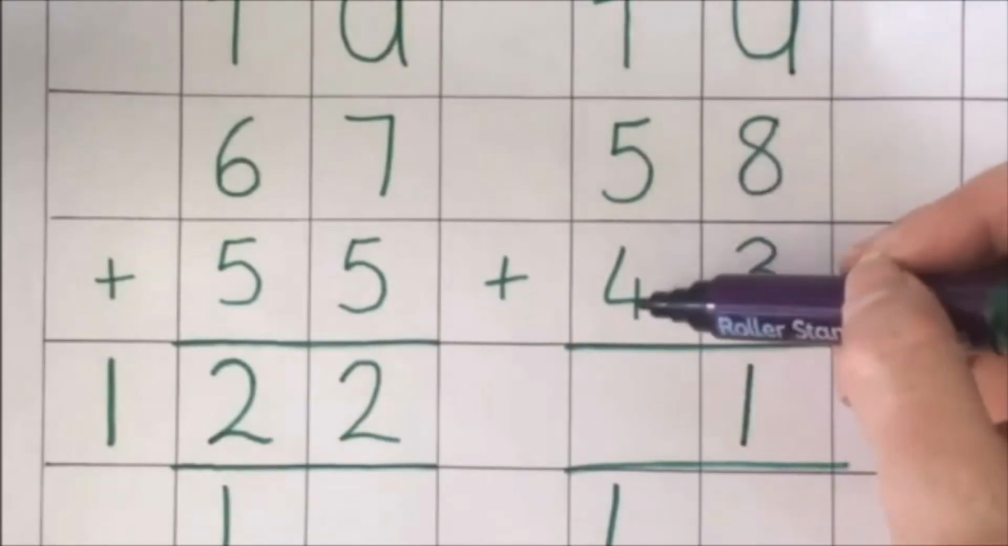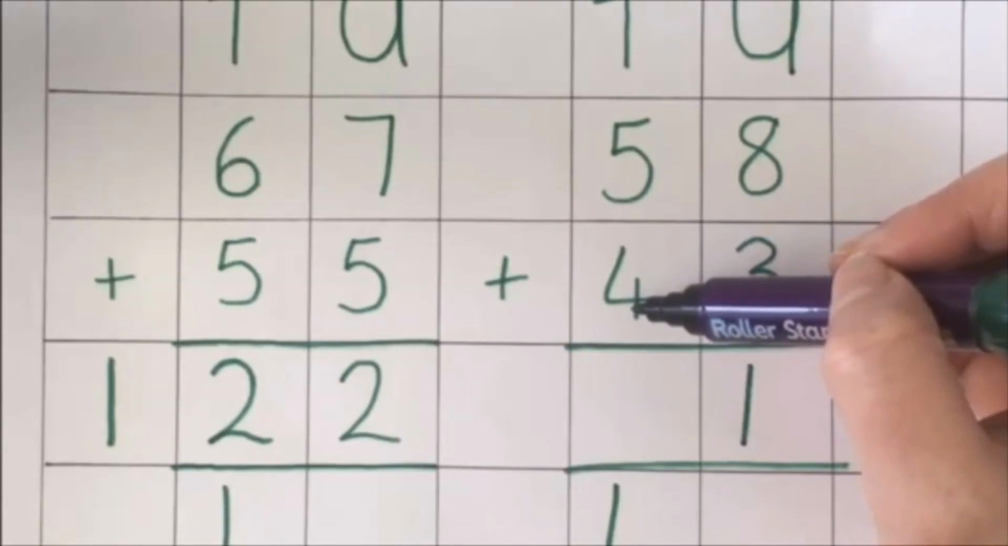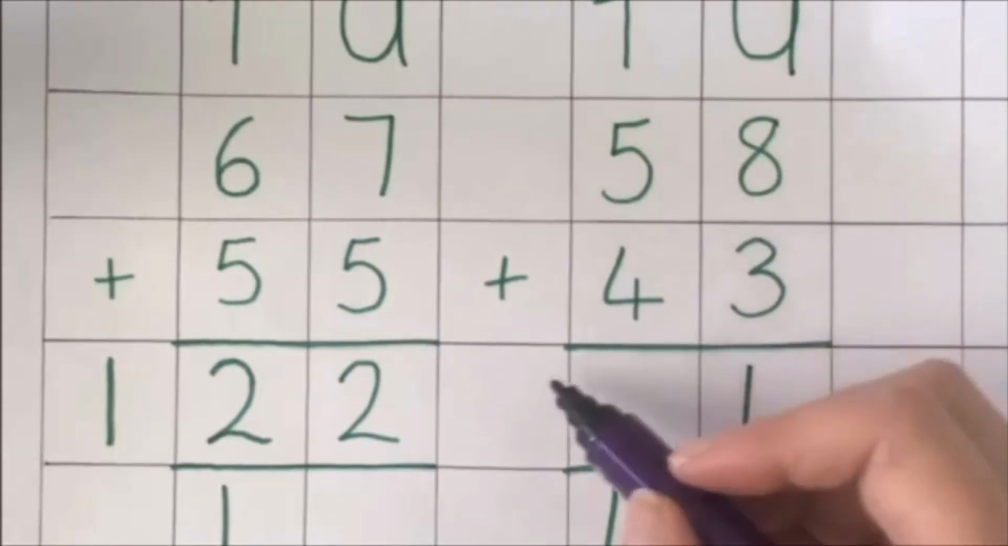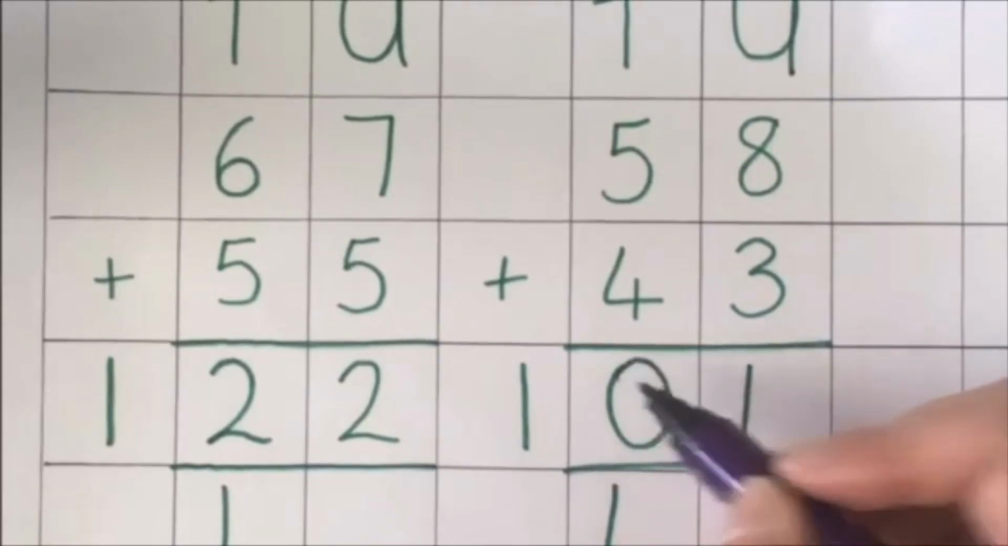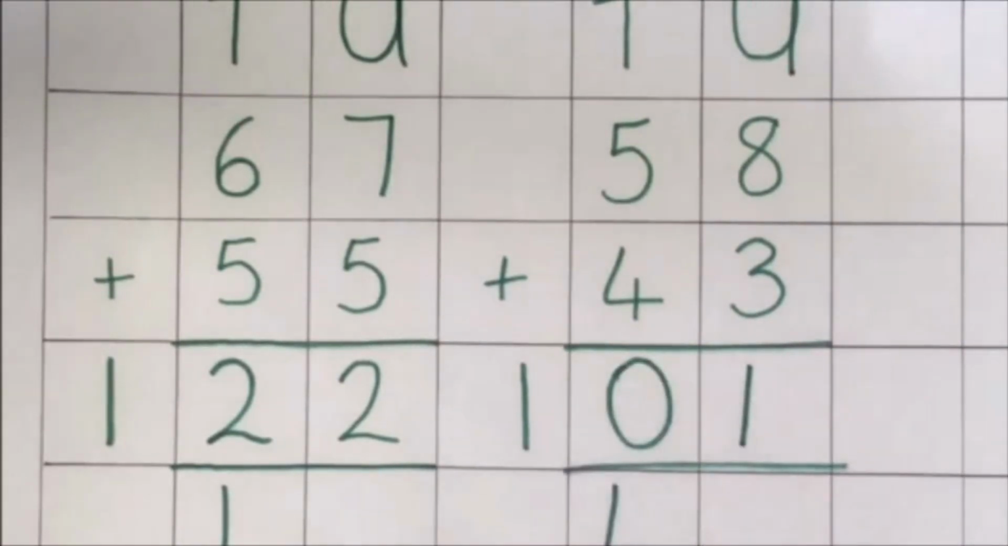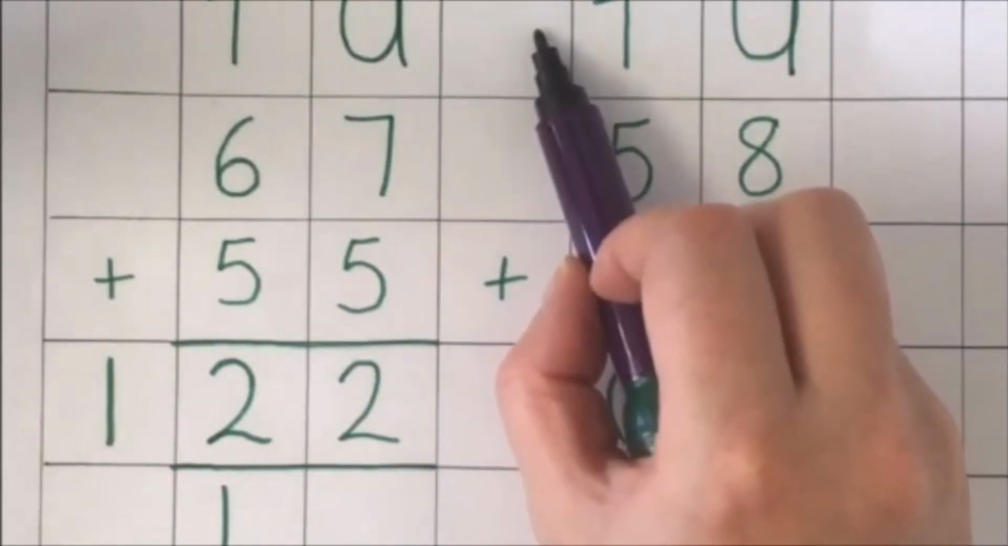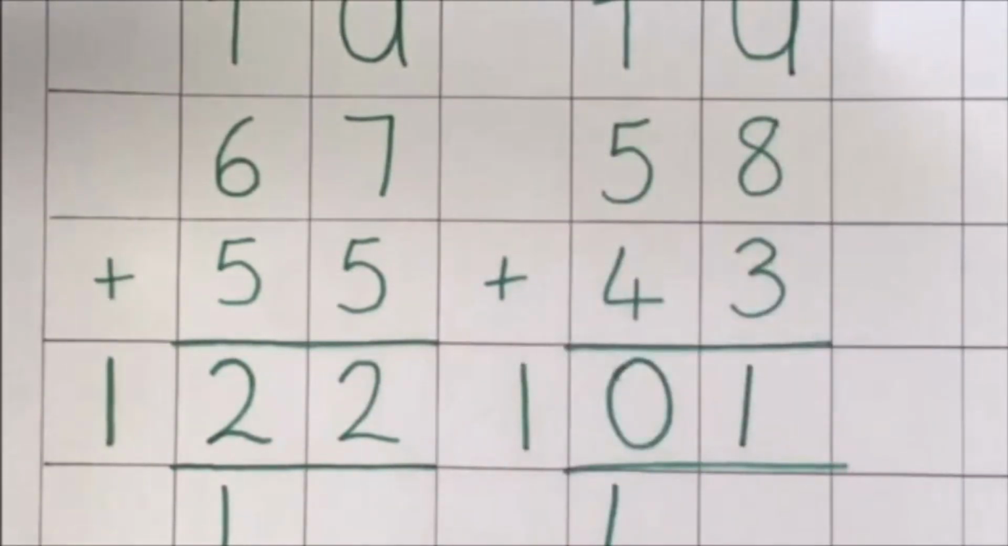So we've got 5 tens and 4 tens is 9 tens. Add this one makes 10 tens. So I put the 10 like that, and the answer in this case is 101. As you can see, the answer has gone into this next place value column along, which is the hundreds.